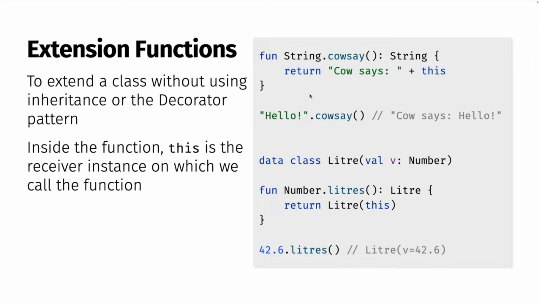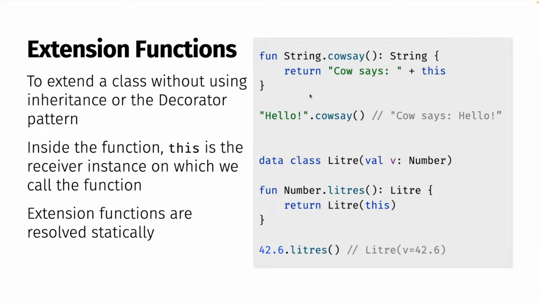It can also be more useful than adding this cow says. We can, for example, add an extension function liters to the Number class, and then we can just say 42.6.liters, and this will create an instance of this class Liter. Extension functions are resolved statically, so they don't necessarily play well with inheritance. Just a detail.